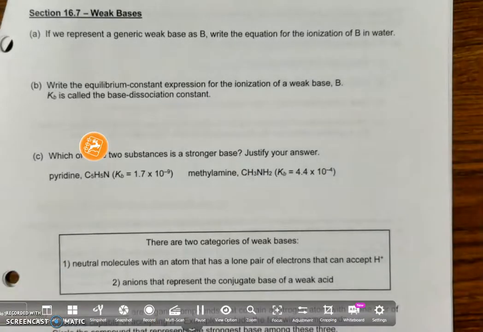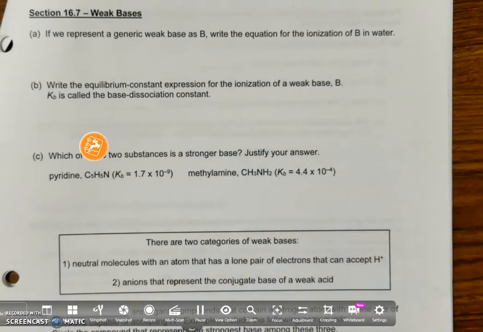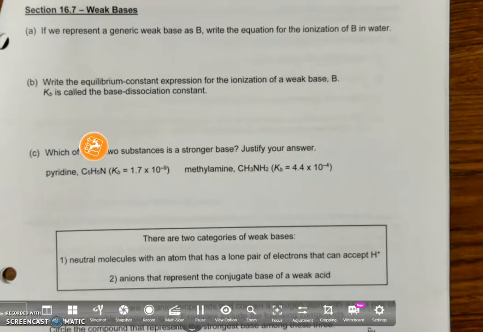All right, so now we're going to look at weak bases, and we're going to go through this pretty quick because the concept's the same. The only difference is that instead of an acid dissociating in water, we're going to have a base picking up a proton and forming hydroxide and your conjugate acid.